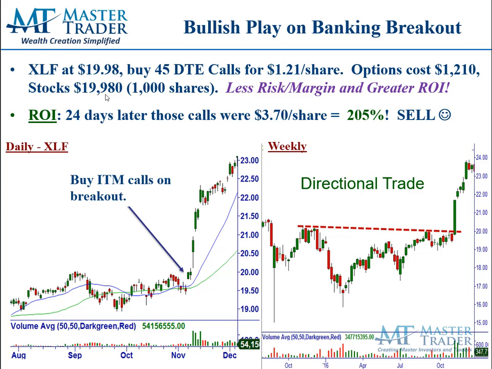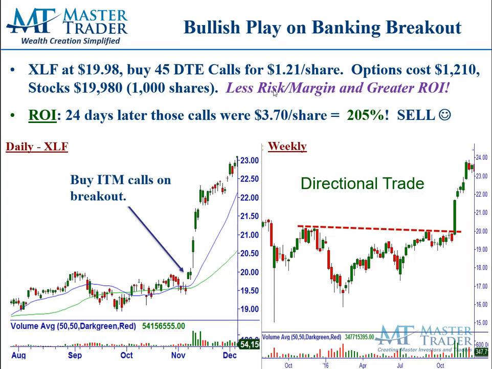If your partner or you instead bought 1,000 shares of XLF, you're forking out almost $20,000. And even with 2-to-1 overnight margin in most brokerage accounts, you're still tying up $10,000. But your maximum risk, it's obviously not going to happen, the XLF's not going to zero, but just to follow along with the mathematics, your maximum loss is your debit, the same as mine. Yours is almost $20,000, mine's $1,200.